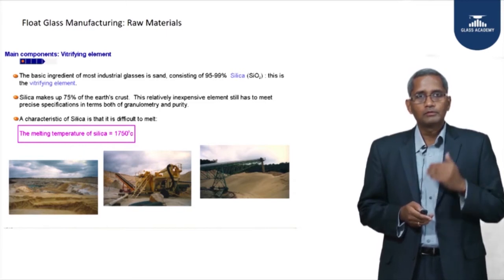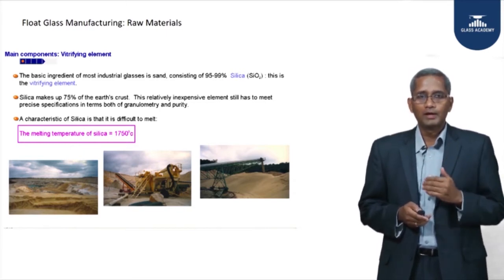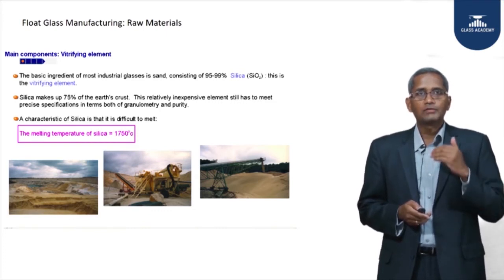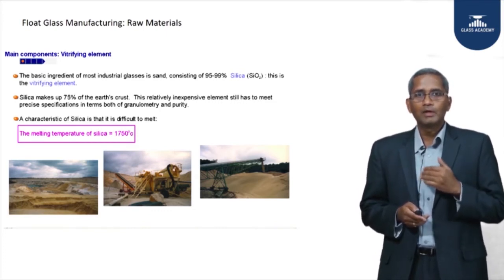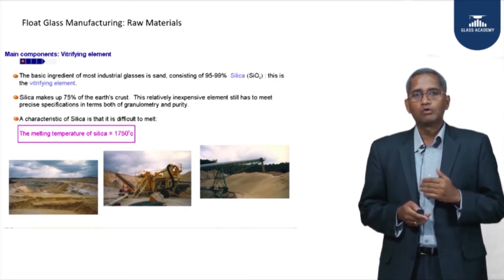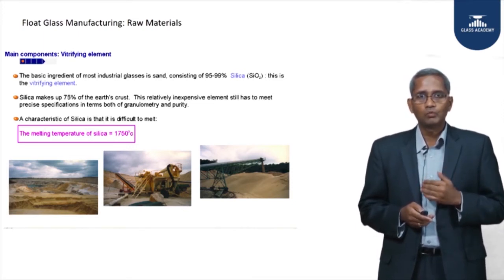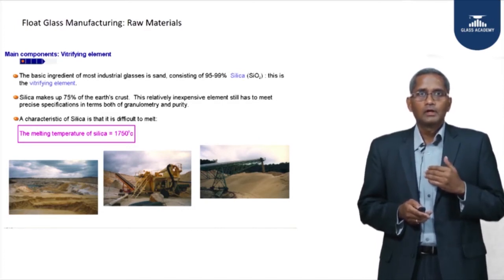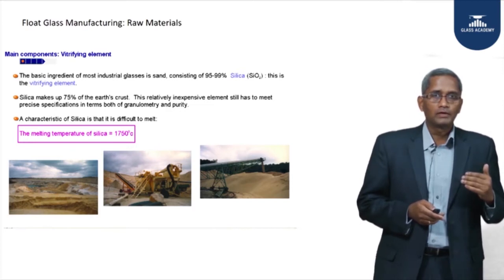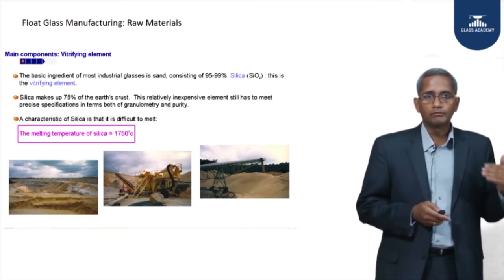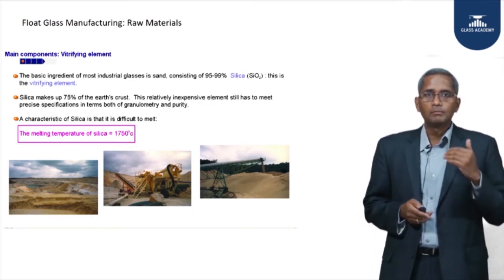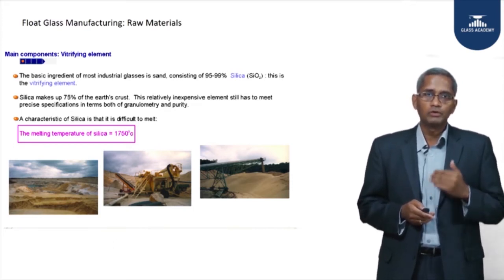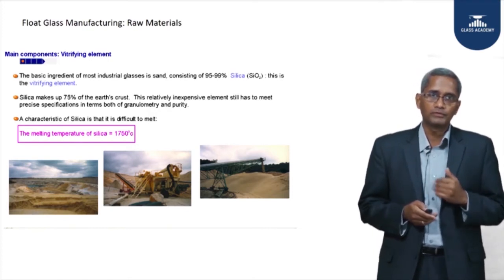But the problem is, the silica melting point is very high at 1350 degrees centigrade. To melt at such high temperatures, we will require a lot of energy, and on top of that, we need a furnace which can withstand such high temperatures. And to give you another piece of information, nearly 75% of the Earth's crust is made up of silica, and so most of the refractories that we use in the furnaces are also made up of silica.